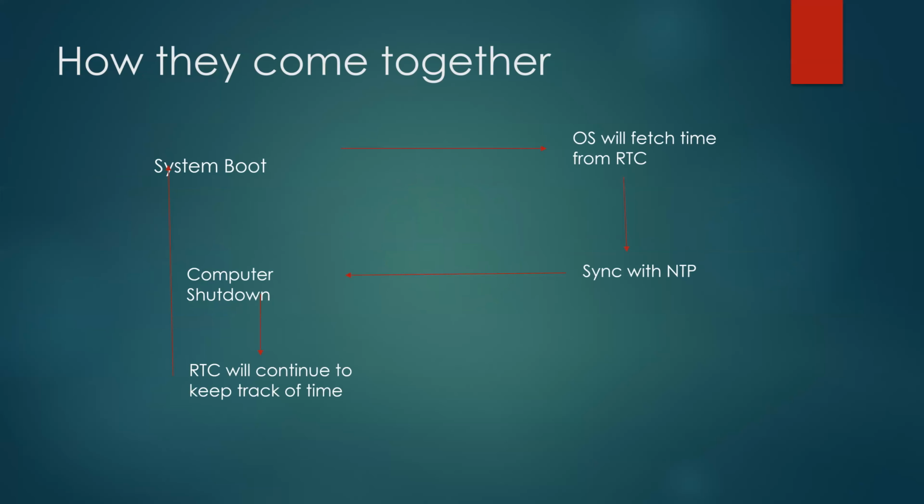So how does it come together? First, the operating system will retrieve the time from the RTC. The system time is retrieved from the RTC when you power on your device, because it has been tracking time while the device was turned off. The operating system will then maintain the time separately. To account for any clock drift, it will synchronize its time with NTP on a regular basis.